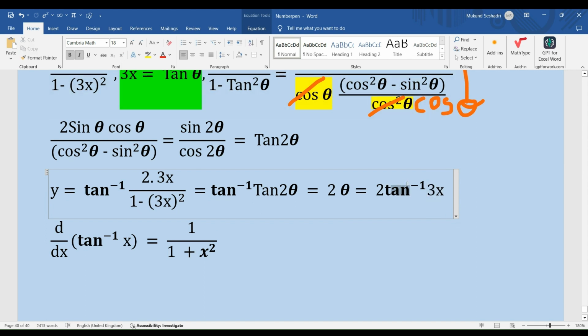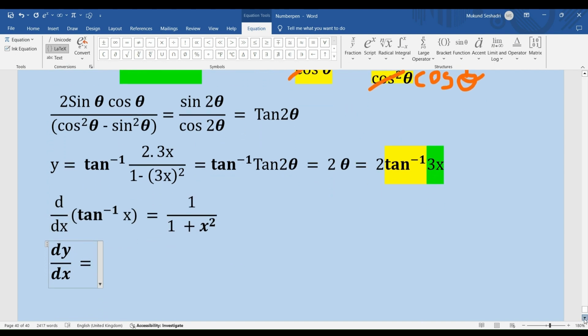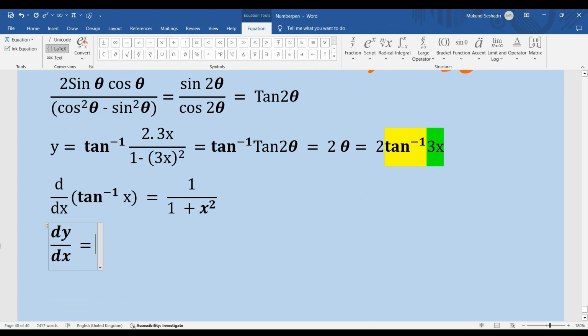What is my outer function? My outer function is a tan inverse, let me highlight it in yellow. And then my inner function is 3x, let me highlight it in green, right? So when I do a d by dx of this expression y, which I'll call dy by dx, I first pick up my yellow expression tan inverse and do a differential of that with respect to the inner function, which is in green, right? And when I do that, what do I get?